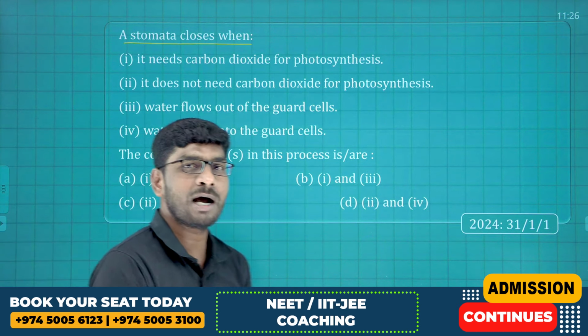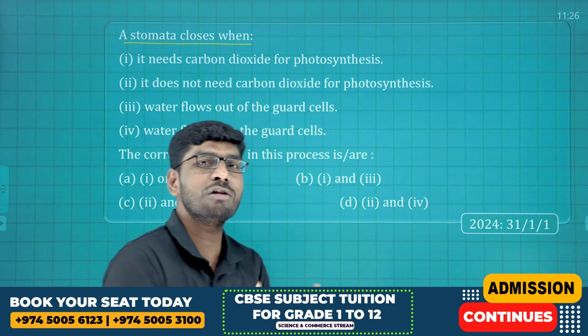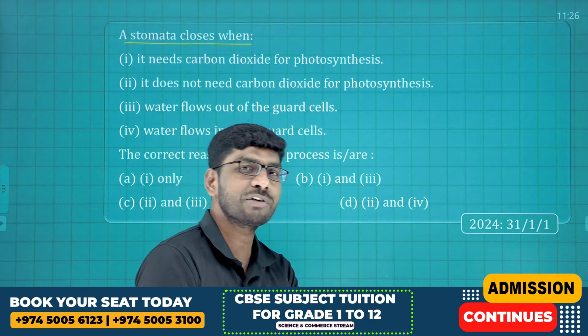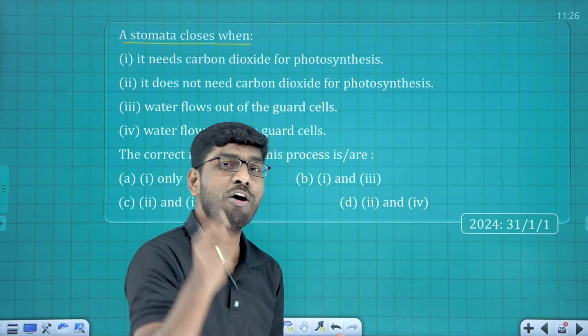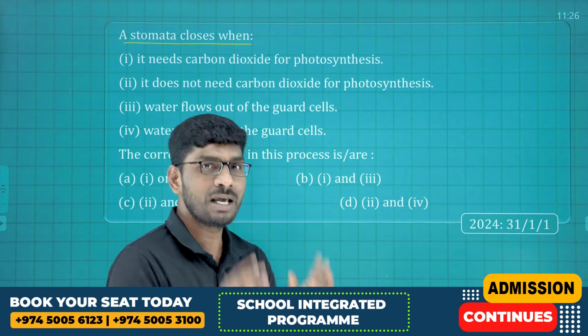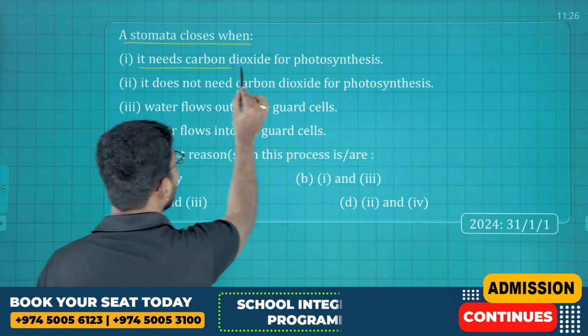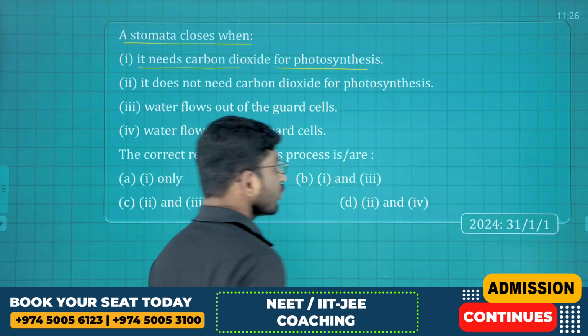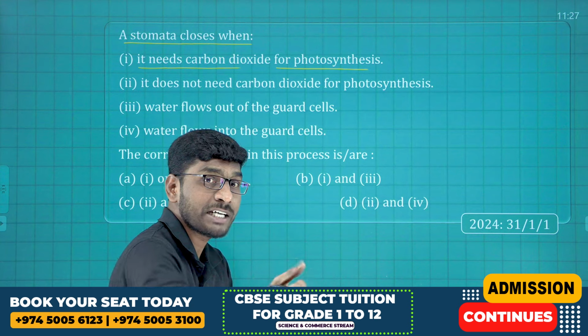We know stomata are tiny openings present on the surface of the leaf. The stomata's function is exchanging of gases, carbon dioxide and oxygen, and stomata are also involved in the transpiration process. Yes or no, students? They've given four statements. Look at the first statement: it needs carbon dioxide for photosynthesis. Yes, stomata need carbon dioxide for the exchanging of gases.